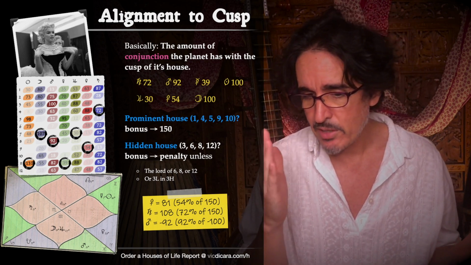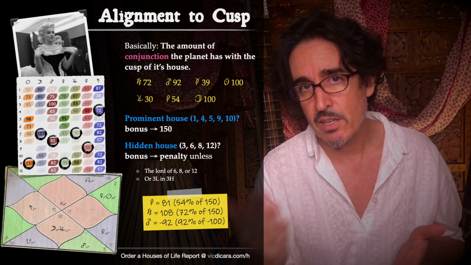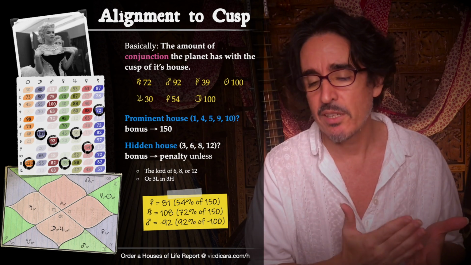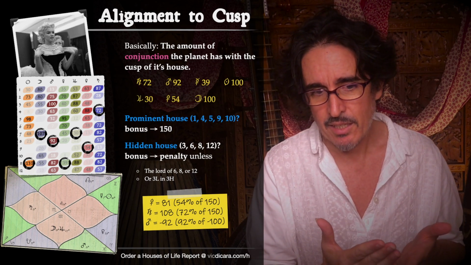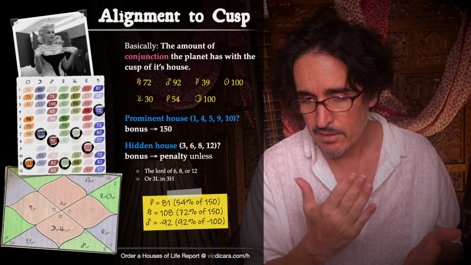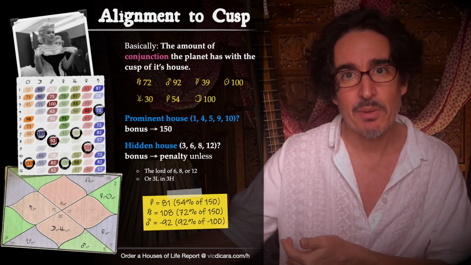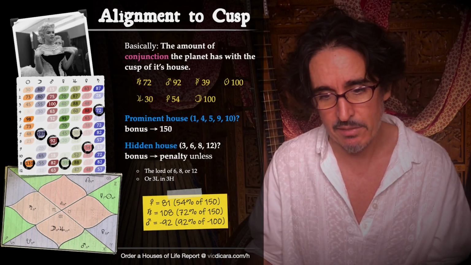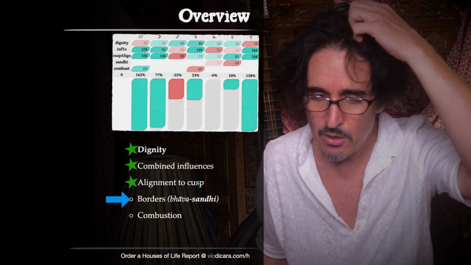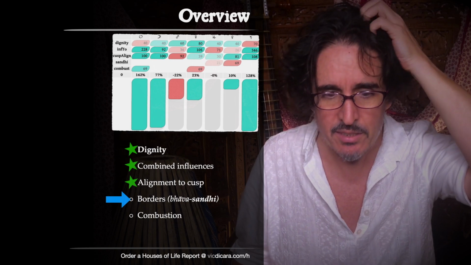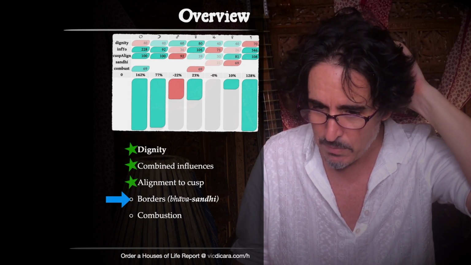So instead of, for example for Venus, 54% of 100, it's 54% of 150. And the same is true for Saturn. It's 72% of 150. And Mars is 100%, but negative 100%. So it works out to negative 92. Okay. Now we've gone over the combined influences and the alignment to the cusp.